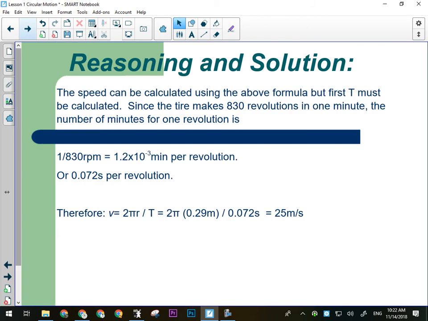All right, so here's what we did. We could have done it this way and calculated the period as well, just gone 1 over 830, and it would have been, here's the time for one revolution, 1.2 times 10 to the minus 3 minutes, which we would have turned into seconds, and then gone 2 pi r over t. We'd get the same answer. It's 25 meters per second, no matter how we do it.